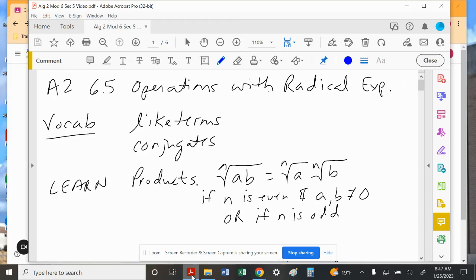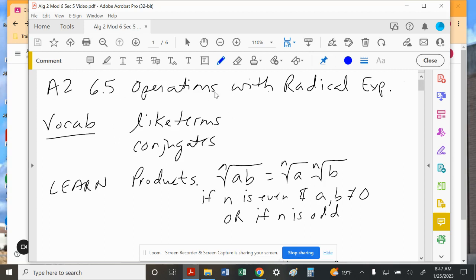In Module 6.5, we're now going to be dealing with operations with radical expressions. And so, of course, radical expressions are square roots, cube roots, anything like that, or a to the half power, b to the 1/3 power, or to the 2/3 power.